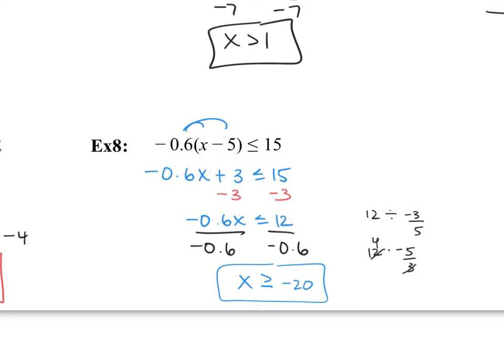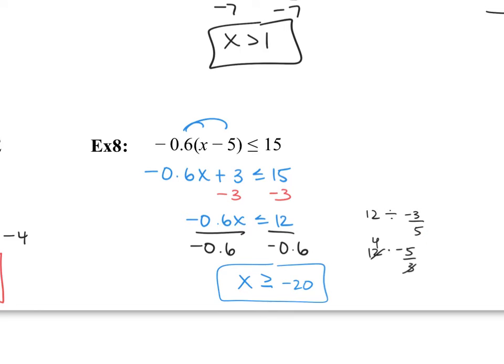So on example 8, I began by distributing my negative 0.6, which got me negative 0.6x. A negative times a negative was a positive. The way I did this without my calculator was I said that 5 times 6 was 30, and then 1 decimal place to get 3. I then subtracted 3 from both sides, and then my last step was to divide by negative 0.6. Again, you could use a calculator.